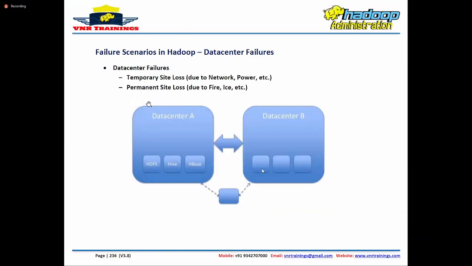Let it start. So these are the failure scenarios, data center failure. There may be temporary site loss or permanent site loss. Whether it is temporary or permanent site loss, you need to have a backup. To have a backup, you need to copy data from data center A, the production cluster, to data center B, the DR cluster. To do this you have DCP commands. I will show you how it will be in Hortonworks and how it will be in Cloudera.